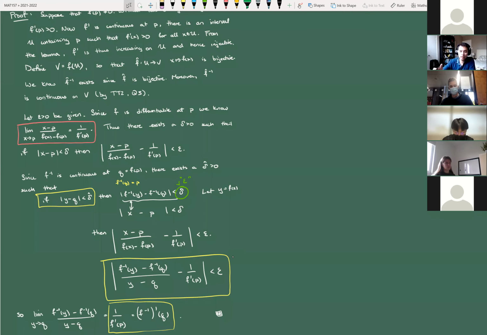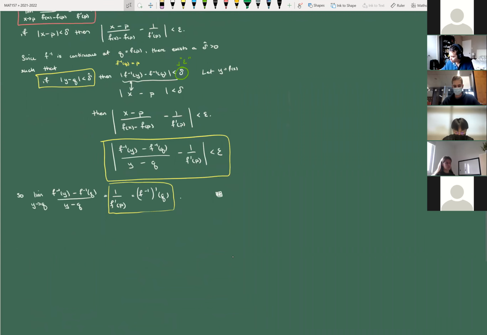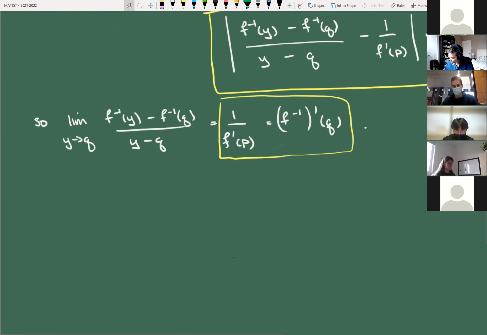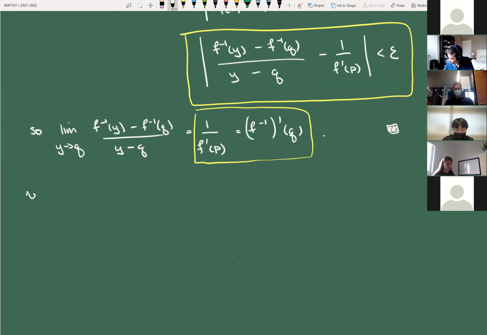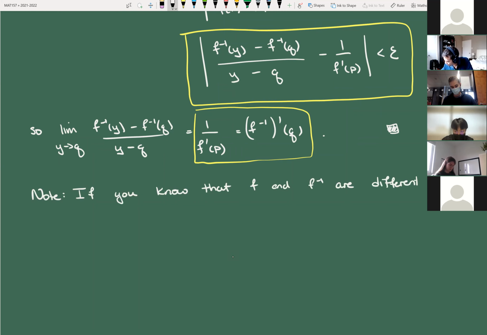Oh, you know what? Let me explain where this formula comes from. You can't use this, this isn't a proof. But what we can say is, note that if you know that f and f inverse are differentiable, right? And remember, a big part of the inverse function theorem is precisely that it tells you that your function is differentiable.